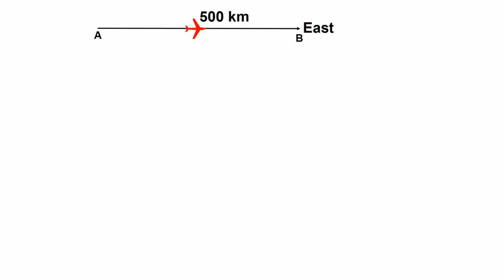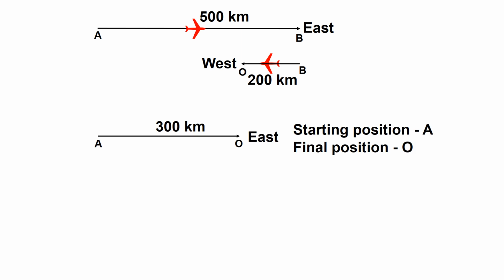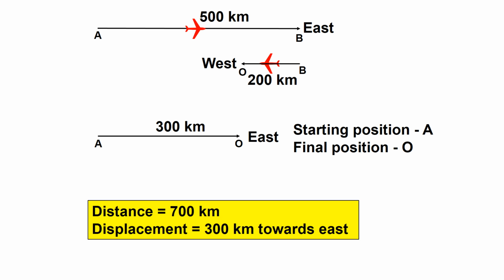During a flight, a distance of 500 km is covered from point A to point B towards the east and 200 km from point B to point O towards the west. In this overall movement, the starting point is A and the ending point is O. The distance travelled is 700 km and the displacement is 300 km towards east. Keep in mind the displacement vector is not affected by the actual path. Let us go to next case.